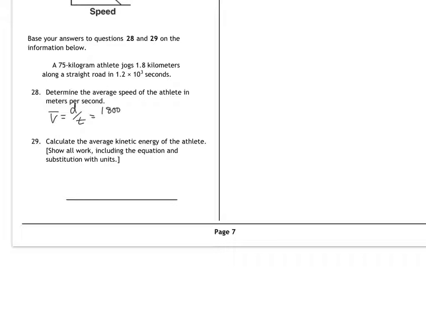Generally, speed is reported in the unit meters per second, so I converted 1.8 kilometers into 1,800 meters, just multiplying it by 1,000. And we already have seconds. It's in scientific notation, but it's seconds. This is 1,200 seconds. So you get 1.5 meters per second. But when we're asked to calculate the average kinetic energy of the athlete, we can use this speed combined with their mass in the pretty basic equation, KE equals 1/2 mv squared.